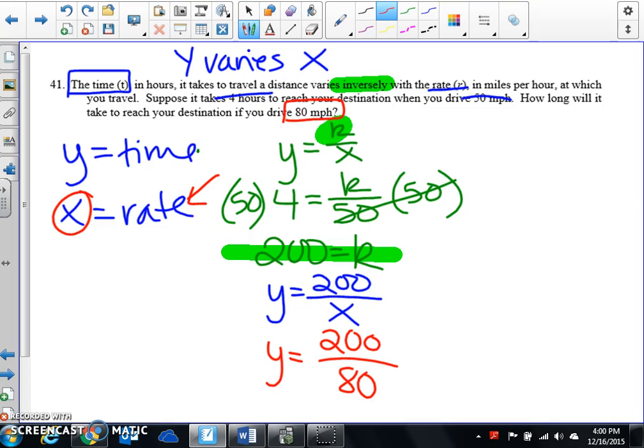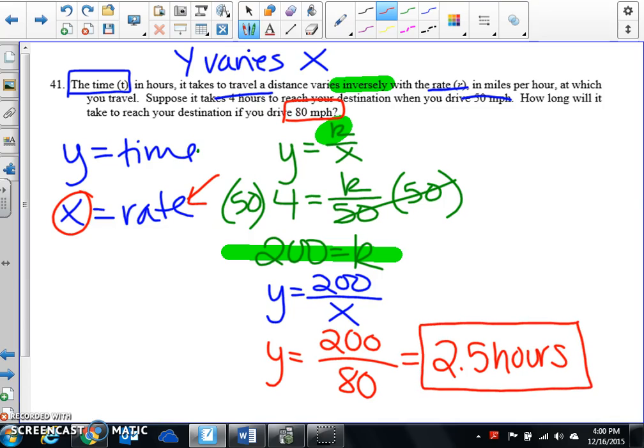And then I can just plug that straight into my calculator and make it equal to 2.5, 2.5 hours. Remember, we're not going to keep that one a fraction because you wouldn't say 5/2 hours. You'd say 2.5 hours.